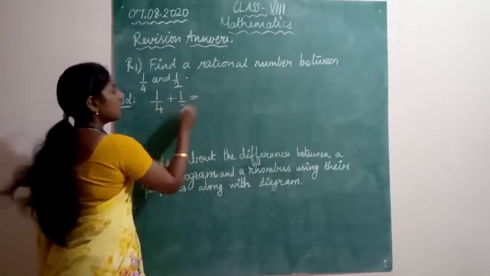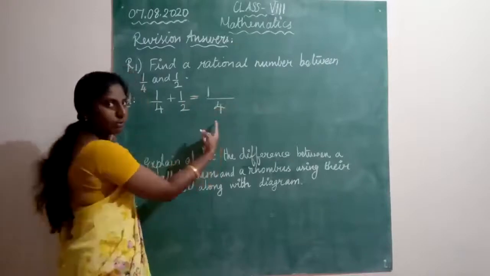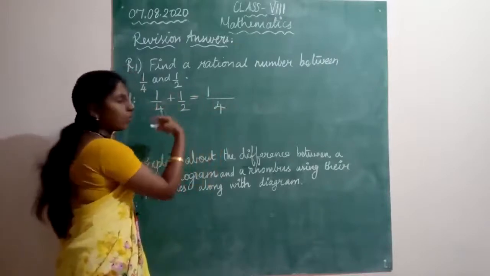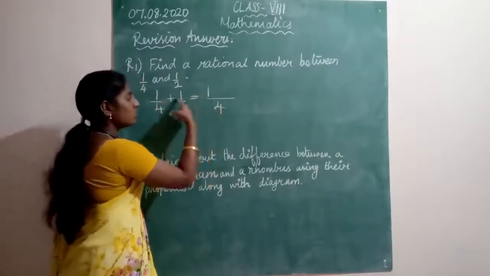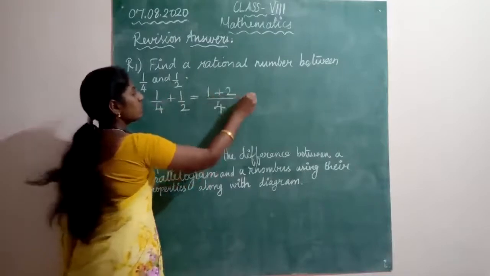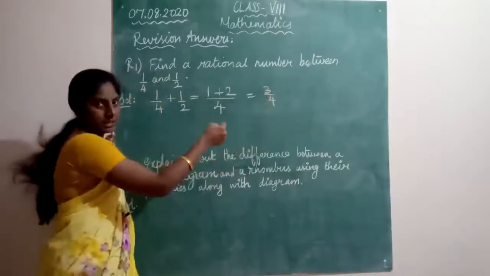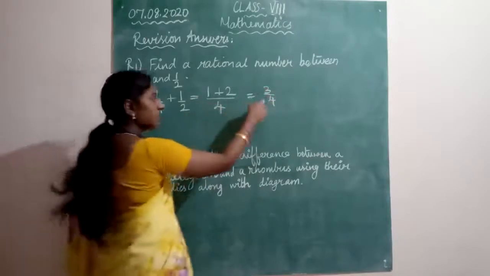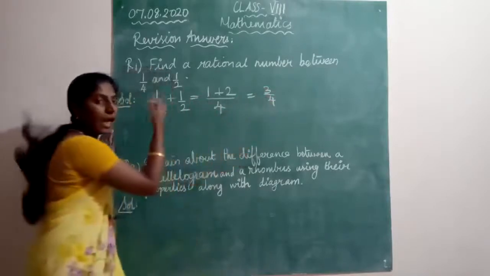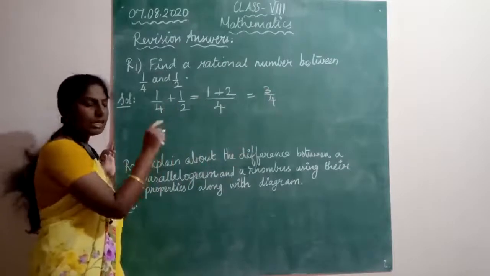What will you get? Here the LCM is 4, so 4 ones are 4... 1 one is 1, then 2 twos are 4, so 1 two is 2. So the answer is 3 by 4. After finding this, we have to divide it by 2. We have to add them and divide the result by 2.